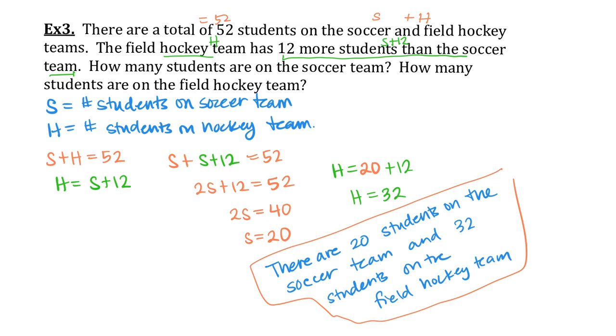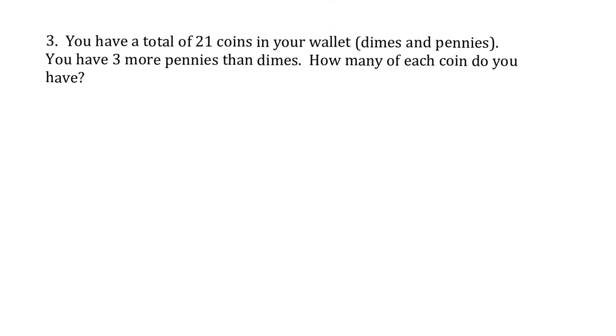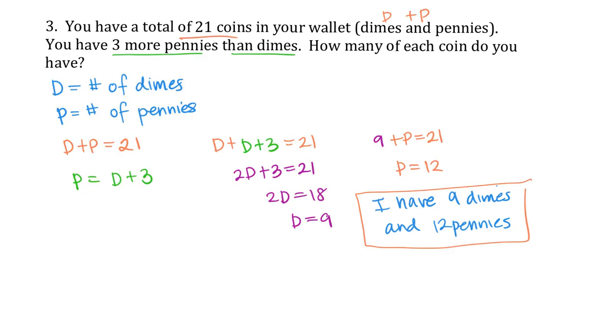Okay, go ahead and look at the last practice problem. And when you're ready to check your answer, unpause. Okay, I went ahead and solved it. I did my variables, I wrote my equation, and then I solved, and I found I had 9 dimes and 12 pennies. I'm just going to double check by reading the question.